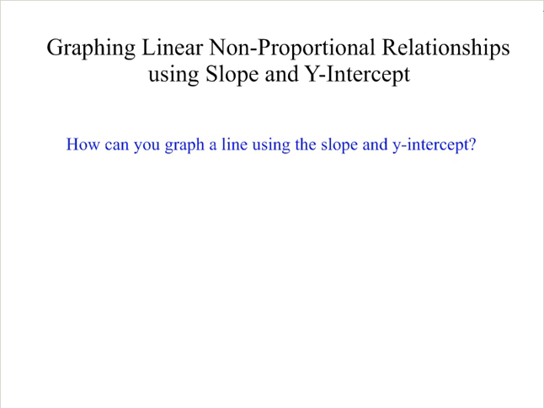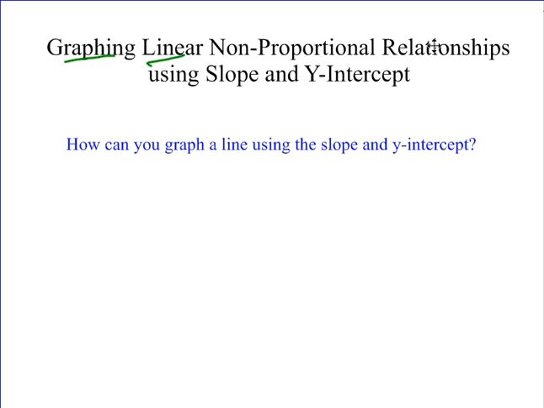Okay, we're going to talk about graphing linear non-proportional relationships and using slope and y-intercept to do that. So let's go through what those words mean so they don't seem so awe-inspiring. Graphing is basically putting points on a coordinate plane. Linear means it's a line. So basically we're going to graph a line.